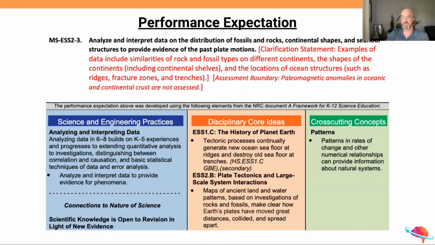We're going to look at MS-ESS2-3, and I'm going to take you through a bunch of examples of this standard in the context of the performance level descriptions and then in assessments. So this is all about analyzing interpreted data, once again, on the distribution of fossils and rocks, continental shapes, and seafloor structures to provide evidence of the past plate motions.